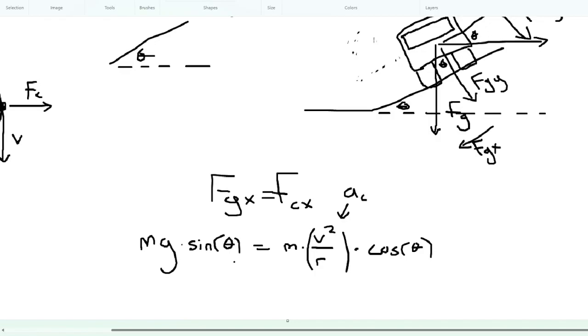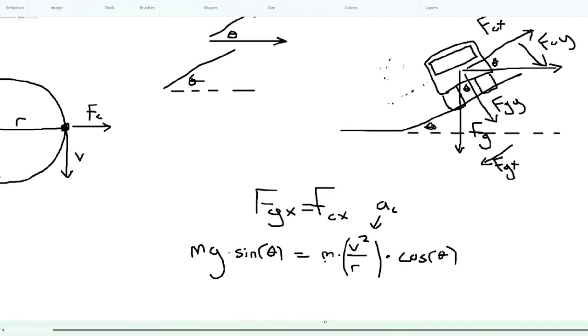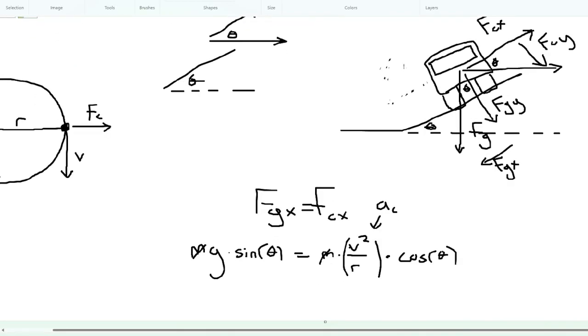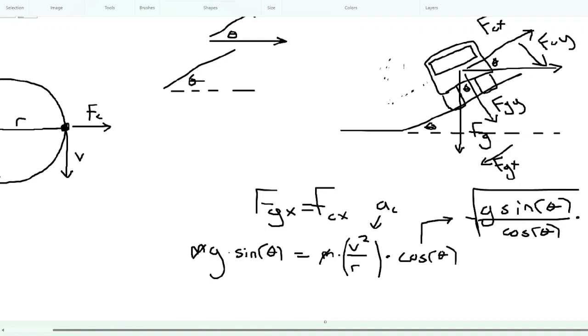Okay, so we have that, and we can go ahead and reduce this a little bit and get rid of m. And now let's solve for, they're asking for velocity. They're asking for speed. So let's go ahead and isolate speed, or velocity in this case. So g sine of theta divided by cosine of theta times r is equal to v squared. So we just get the square root of this, and we'll have the velocity.